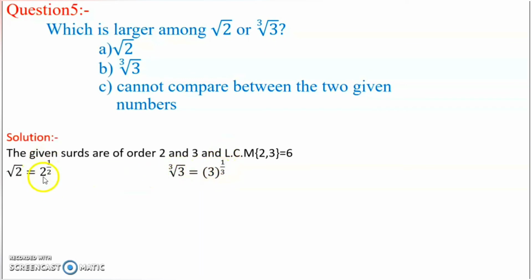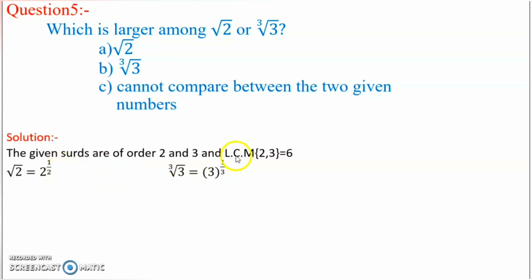Now I want this term to be raised to 1 by 6. Already you have raised to 1 by 2. So what I want is one more 3 in the denominator. So how will I do it? I will multiply and divide here by 3.